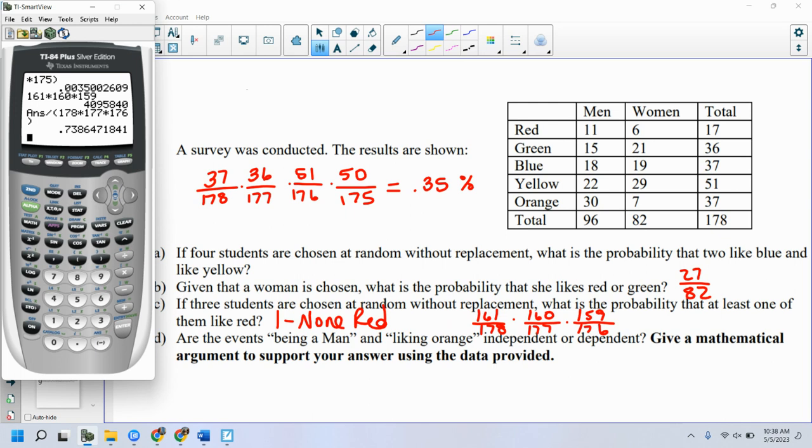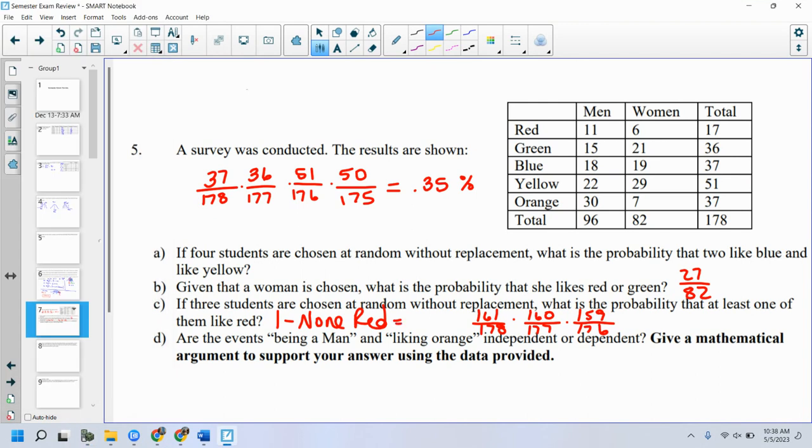Okay, so I want to take 1 minus that. 1 minus, so the answer is 26.1%. Questions about that?